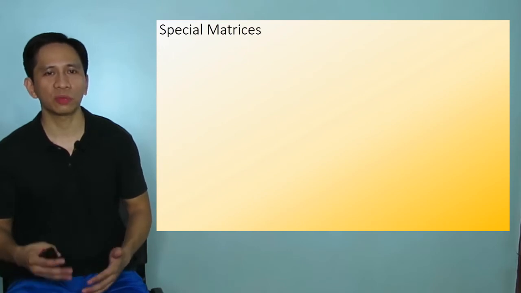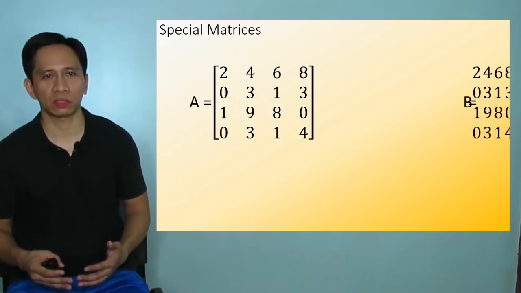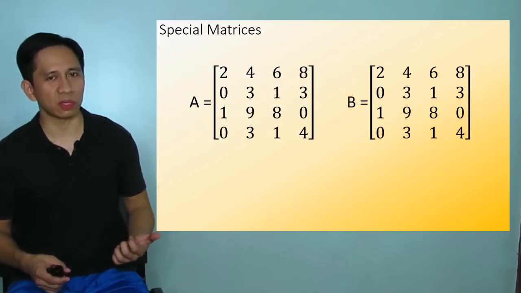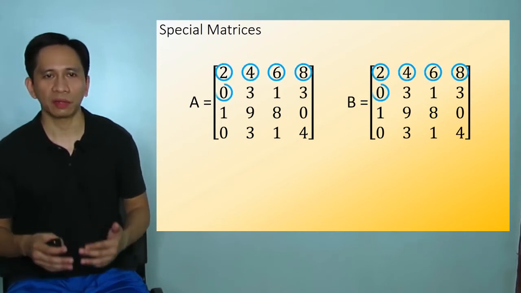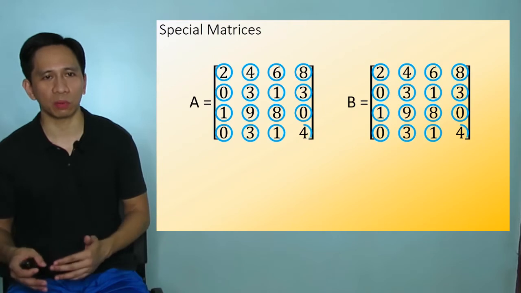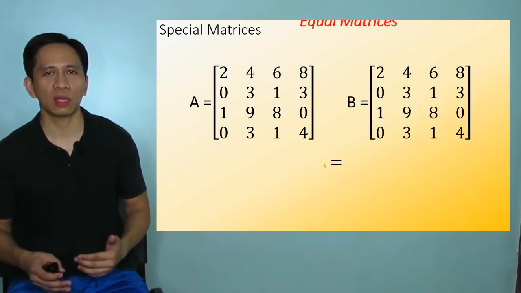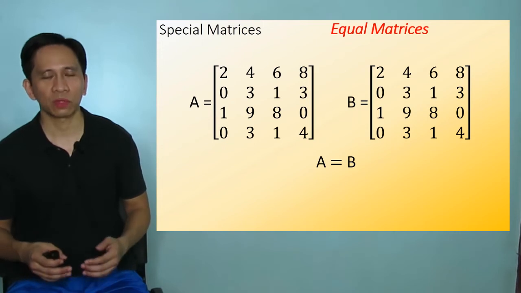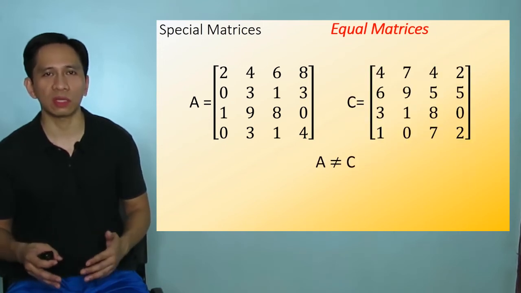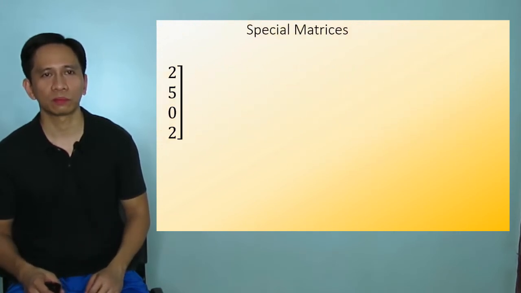Now, let us enumerate different special matrices. Look at these matrices. What do you notice? Yes, entries which are in the same place are equal. Therefore, we say that matrix A and B are equal matrices, while matrix A and C are not equal.